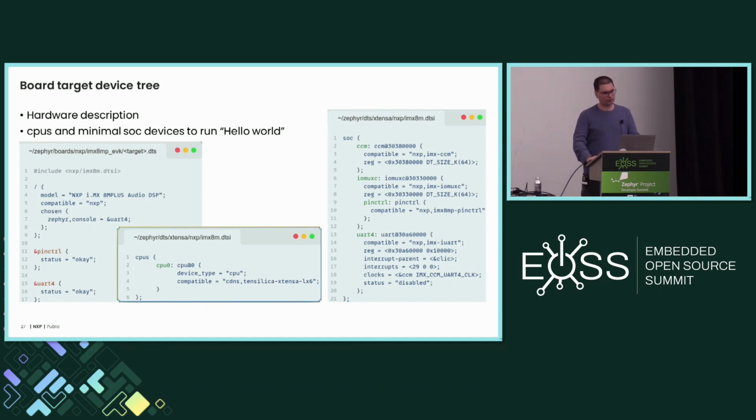Now, our goal was to add support for a minimal SoC that can run the hello world. So what we actually need is to add the description for the CPUs, and we have here the CPUs from Tensilica. Then we basically need the serial console, the UART, and things that make the UART work, like the pin control and the clocks that are described on the right side. Once you have this device tree, it helps you select at compile time the hardware that you actually have.